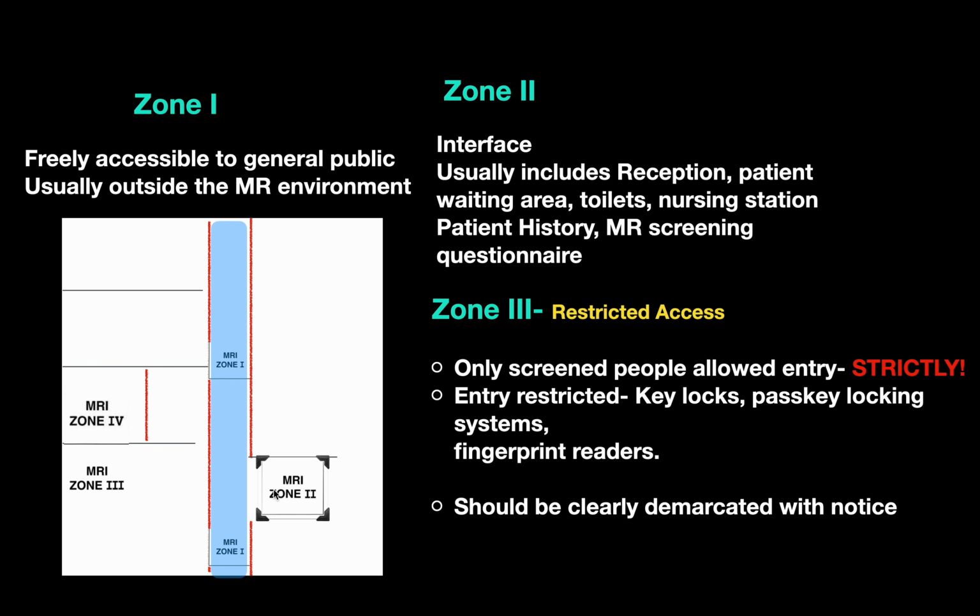Here we have zone 2, which includes the reception area, patient waiting area, and toilet. So here we have the toilet in our department, then the nursing station, where patient history and MR screening are done. Now zone 3. Zone 3 is the restricted access.